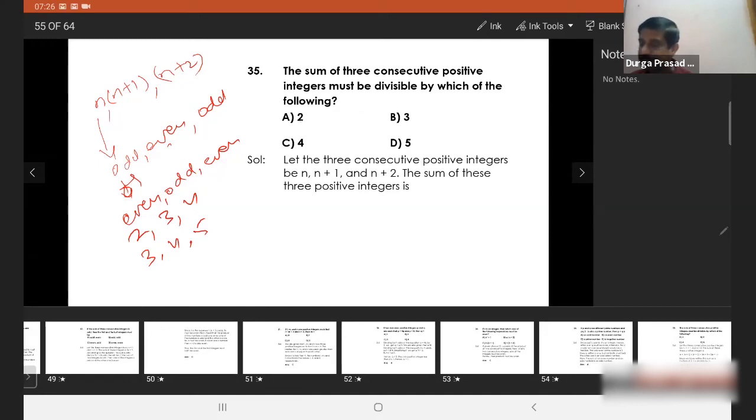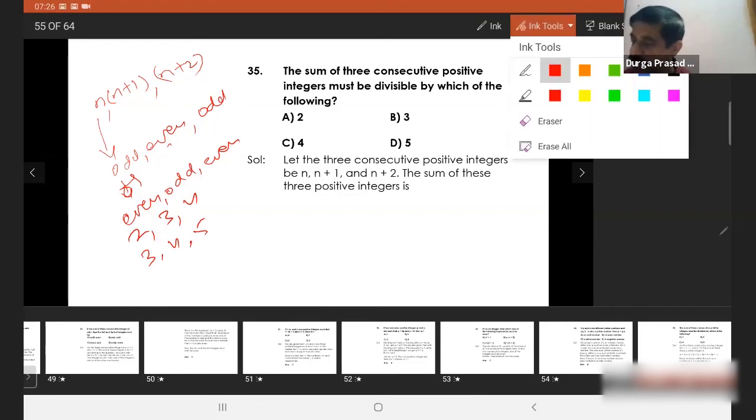It is divisible by 2. It is divisible by 3. Need not be by 4 and 5. So he has given two things. Sum of the three consecutive positive... Sorry, it is sum. Sorry, I was taking it as product. So let us look at this again, reanalyze it.